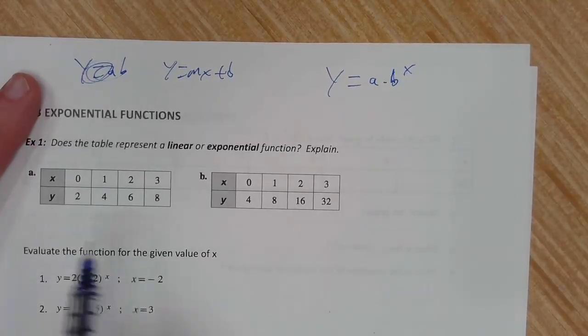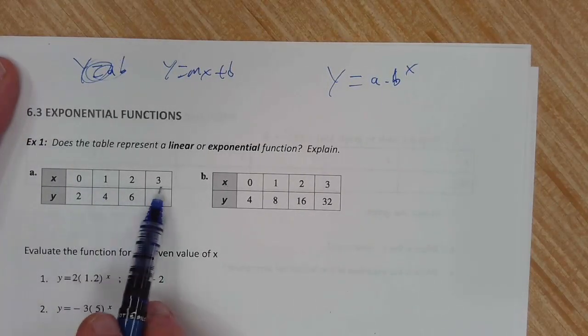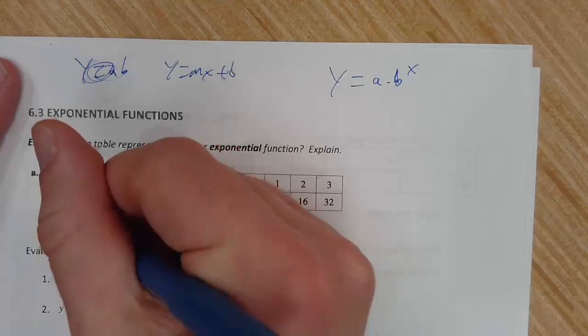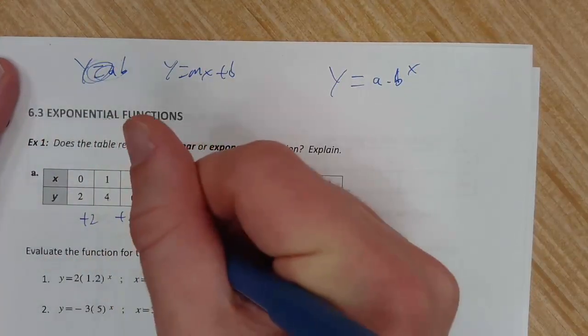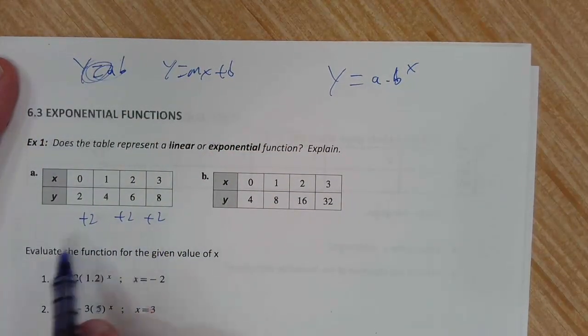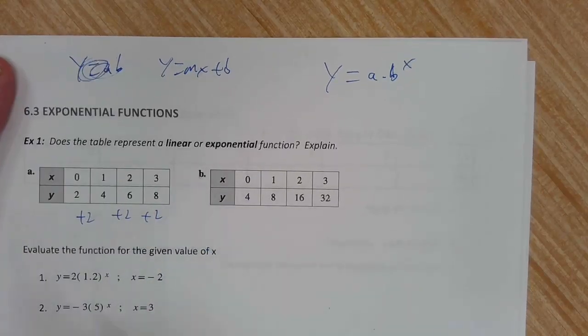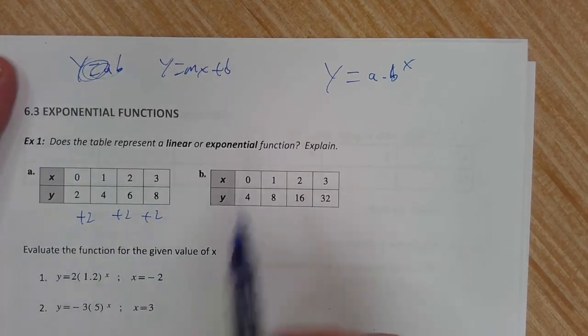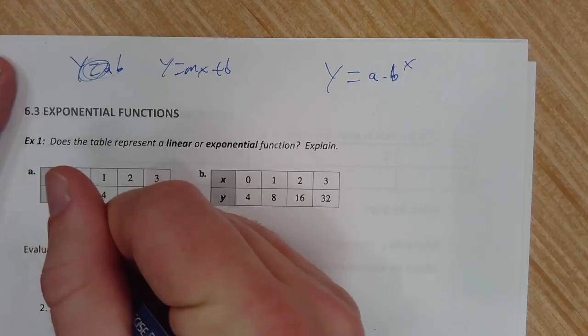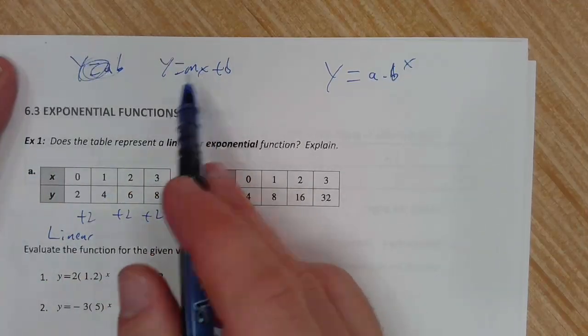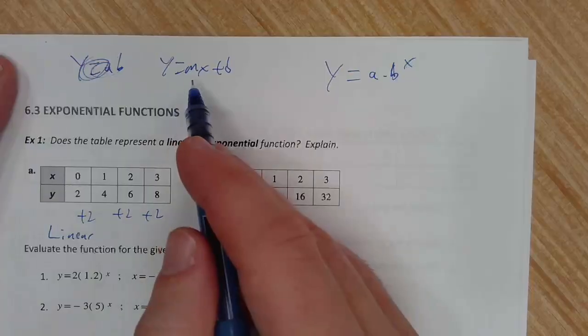So let's look at an example, right? If we look at this table, we go 0, 1, 2, 3, so we're going up by 1, but down below we're going plus 2, plus 2, plus 2. Since I'm adding the same number each time, would that be linear or exponential? That would be linear. Because when you're adding the same amount, that's a constant rate of change. That's y equals mx plus b.